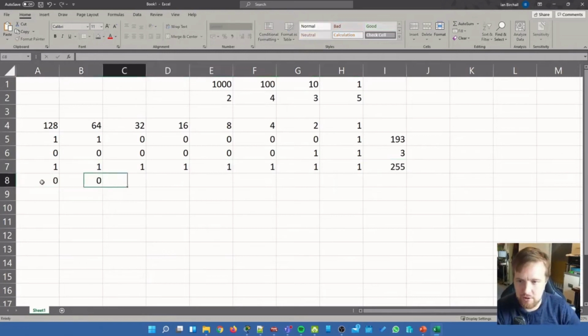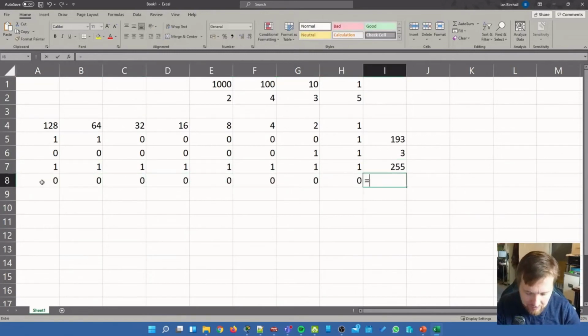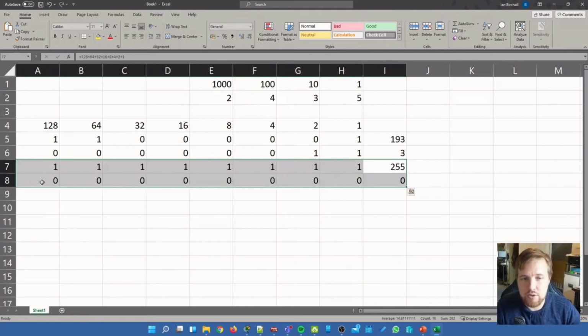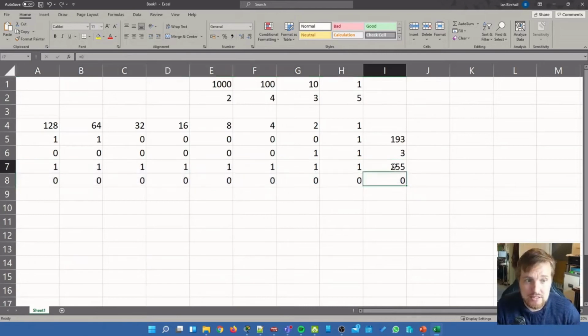What's the smallest number I can create? Well, you've probably guessed it. If everything's turned off, you add nothing together, you get a total value of 0. So that's how we can go through the binary system. And basically, if we go through any combination of ones and zeros of all these bits, we can create every single number between 0 and 255 using only these binary bits.